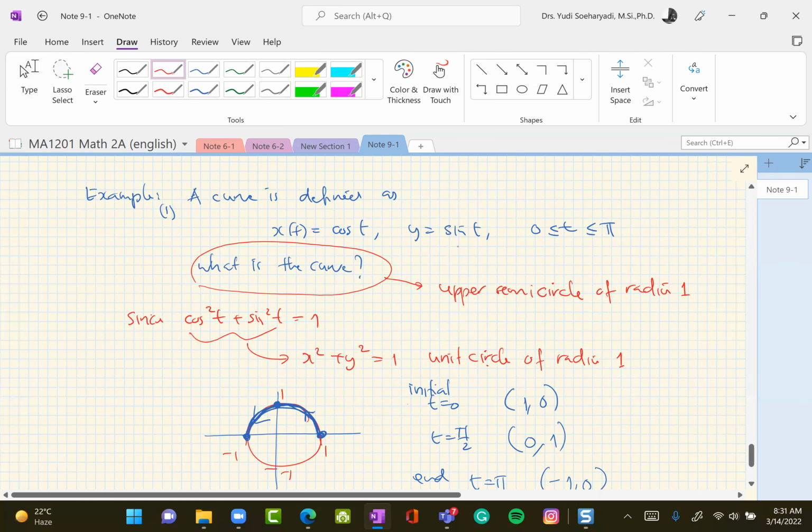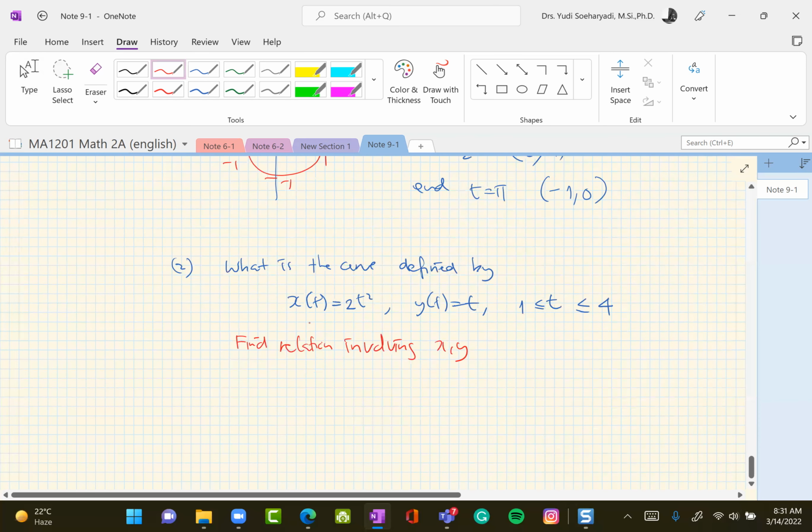As we found a relation between x and y here, between cosine and sine, something that easy, the Pythagorean relation, cosine squared plus sine squared equals 1. So what do we have here? Let's see. If y equals t, then from this one, we get that x equals y squared. So then this is a parabola.